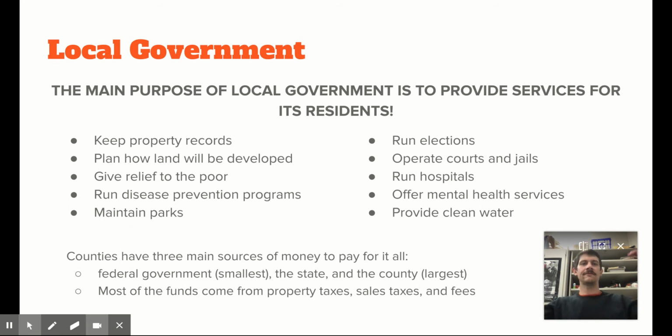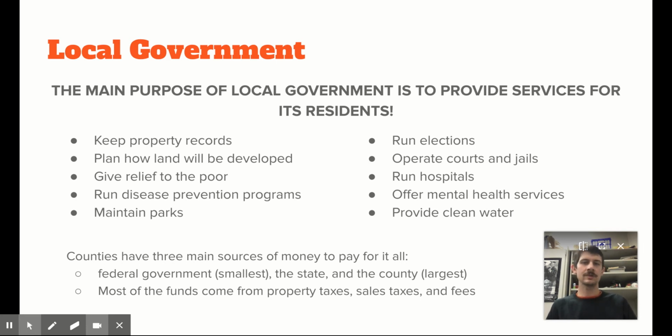The state and federal governments are making laws for the entire state, and they're going to provide some services. But for the most part, the things that impact you on a day-to-day basis come from local governments, starting at county governments. They're going to keep records. They're going to keep your driver's license, marriage certificates, death certificates. They report that information to the state of Minnesota. They're going to maintain parks and roads. They're going to run elections and run hospitals, and provide clean water to its residents.